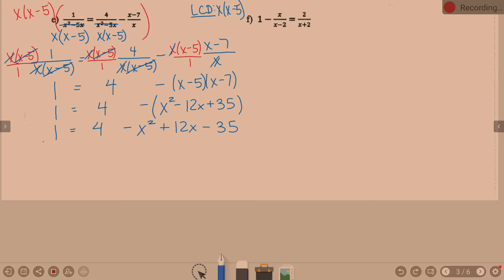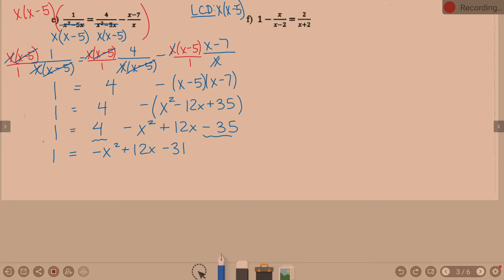Now, what do you see? Perfect. Square thing, you changed the x squared. Okay. So we're probably going to be able to factor this. First of all, let's do a little bit of cleanup. If I do some cleanup here on the right, what is 4 and minus 35? Minus 31. So I still have 1 on the left. I have negative x squared plus 12x and then minus 31 on the right.